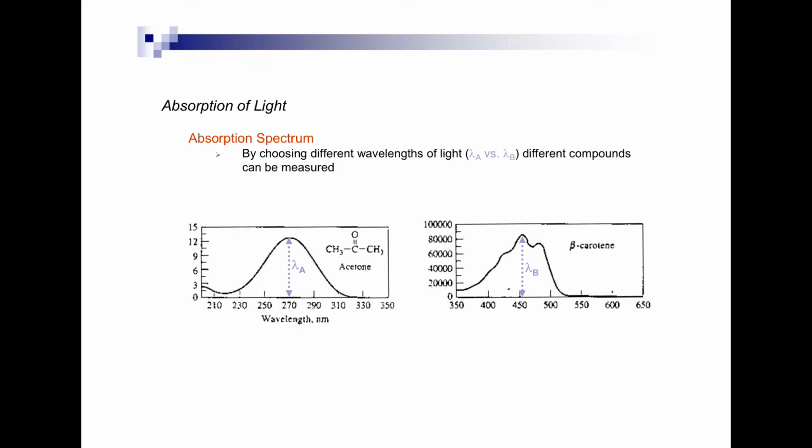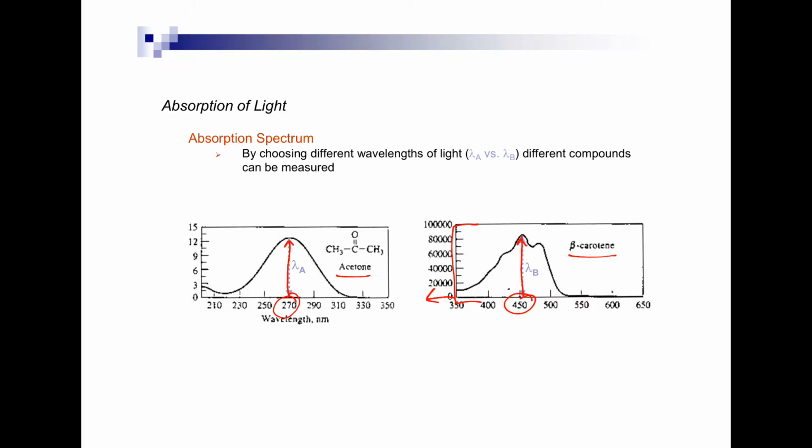For example, if I want to look at acetone and beta carotene, I could see that the acetone peak is at 270, and if I'm comparing that to beta carotene, that is way far, even out of the spectrum. Beta carotene is at 450, so I could actually monitor those two wavelengths individually. I could use the 270 to monitor the acetone and the 450 to monitor the beta carotene, and they would not interfere with each other.